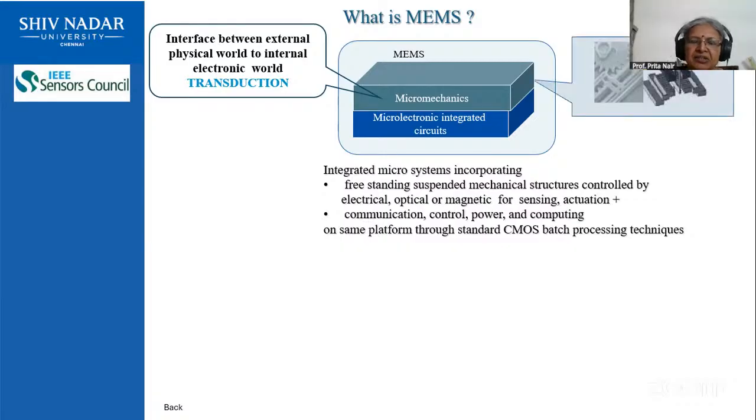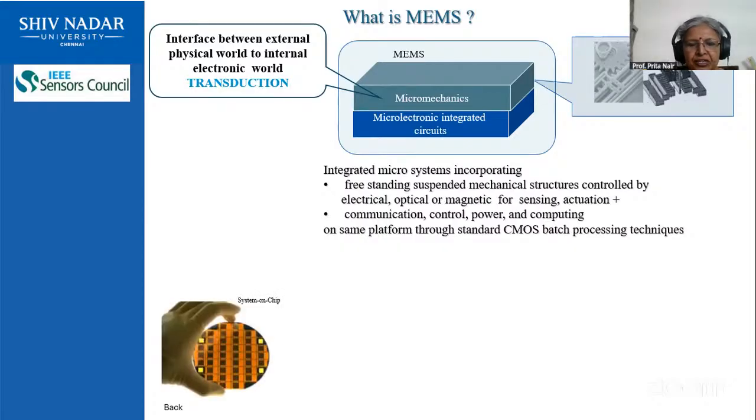And by moving structures, I mean it could be mirrors which can tilt, it could be gears which can move. So these have to be realized on a planar platform. So that is what we actually call MEMS. And essentially, finally, it will be like a system on a chip.